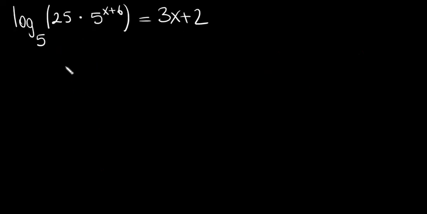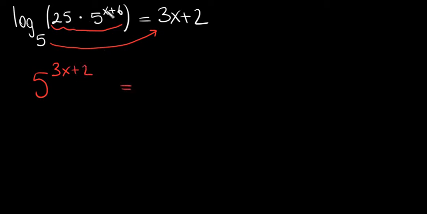Alright, so I'm going to be solving this example now. You can pause the video and give it a go first, and then you can check your answer. So once again, 5 to the power of this expression will give us this expression right over here. So 5 to the power of 3x plus 2 is going to be equal to whatever the expression is. That's 25 times 5 to the power of x plus 6.